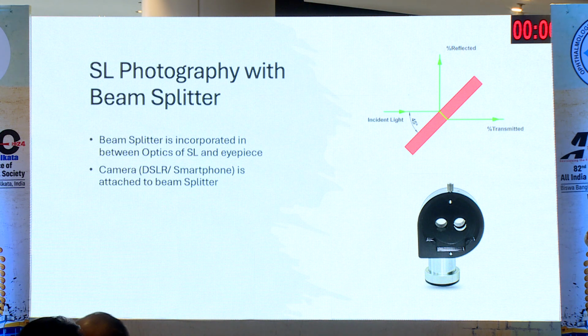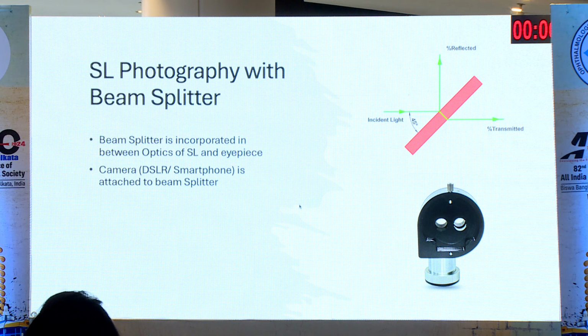Best is to do slit lamp photography through a beam splitter. Beam splitter, as the name suggests, splits the beam. So there is basically a glass sort of a thing with a variable transmission of the light. It can be coated according to what percentage of light you want to get transmitted or reflected. So a part of the light is reflected, which can go to the camera, and the part of the light is transmitted through this piece, which goes to your eyepiece.